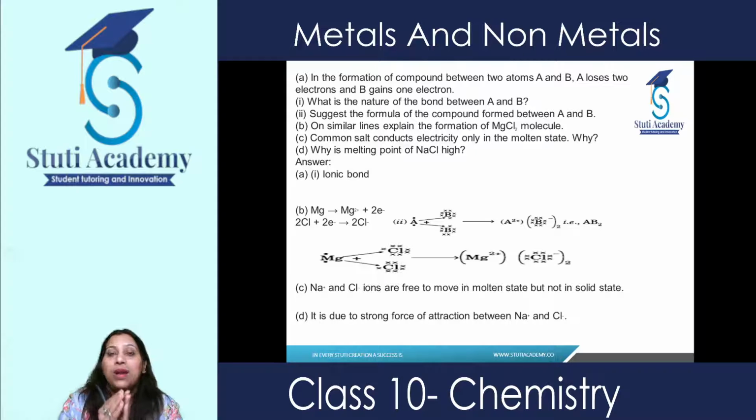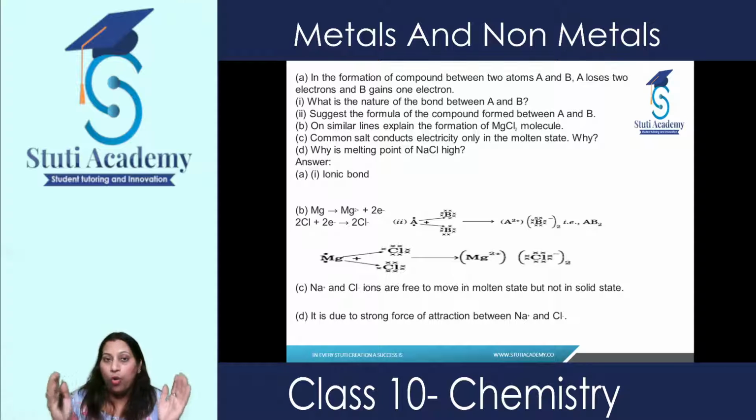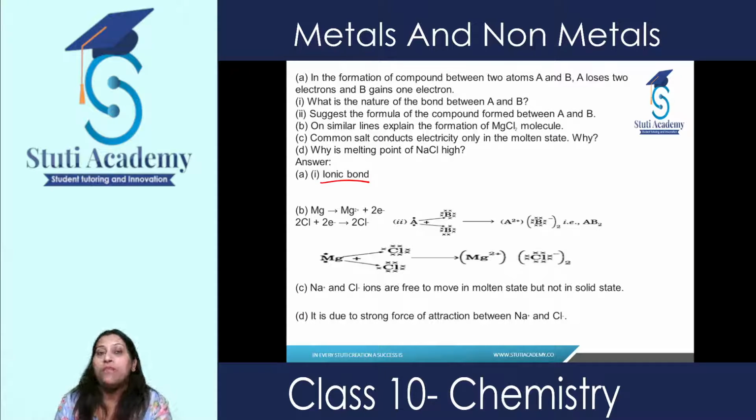So when one element loses electrons and one atom gains electrons, the atom which is gaining electrons becomes electronegative because it is accepting electrons. And the bond formed between these two is known as an ionic bond. So the nature of the bond is ionic bond and an ionic compound is formed. If the question asks what type of compound is formed, then we'll say an ionic compound is formed.